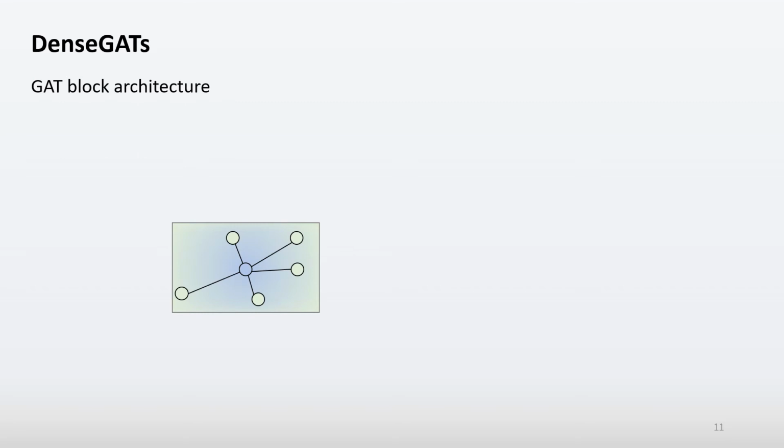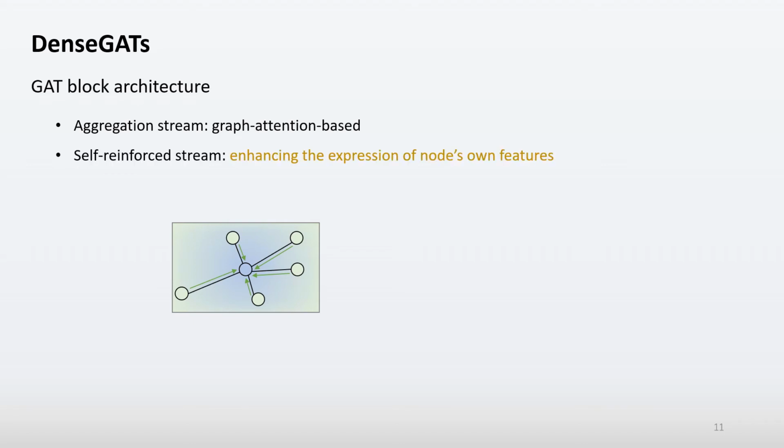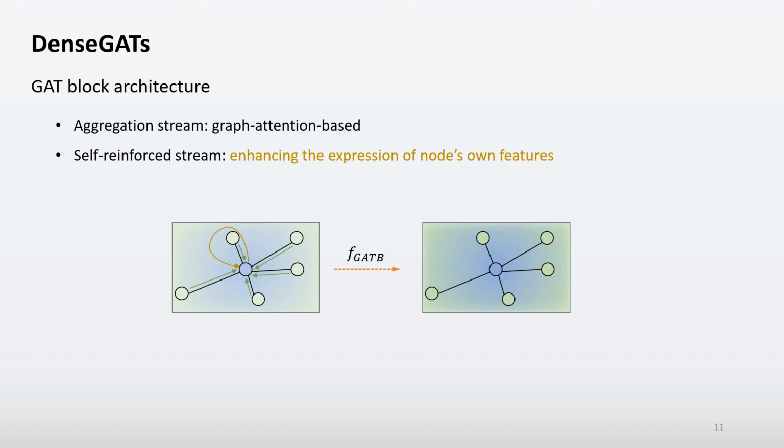Specifically, it consists of 2 streams. The graph attention-based aggregation stream is used for computing the hidden representation of each node by aggregating neighboring features with different weights. In addition to this, we also introduce the self-reinforced stream for increasing feature multiscale expression that linearly maps the individual features of each node. In this way, the GAT block can effectively compile information on complex graph features from neighboring vertices as well as information on self-features. We use FGATB to represent the process through one GAT block.